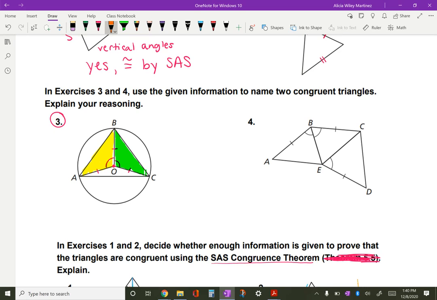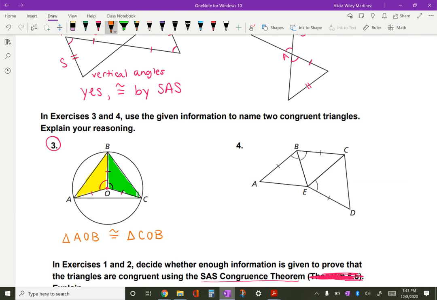So I can definitely say that triangle, and I'll go A, O, B is congruent to triangle C, O, B. That's one congruency statement that you could write. Paying close attention that my corresponding parts are in the same position in each of the triangle names. So now that we looked at number 3, let's look at number 4.